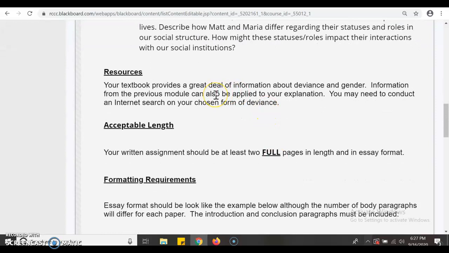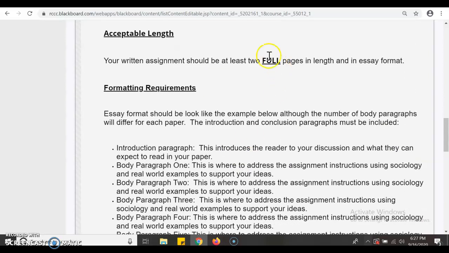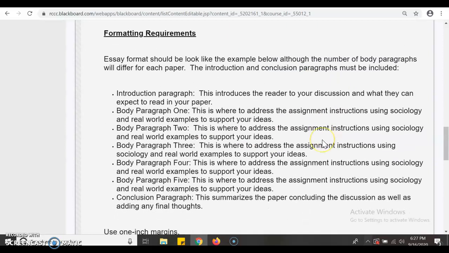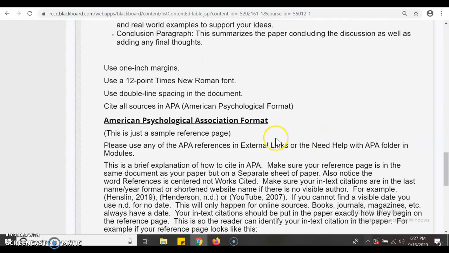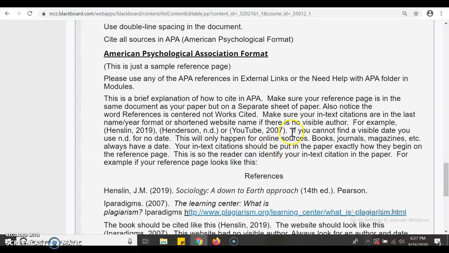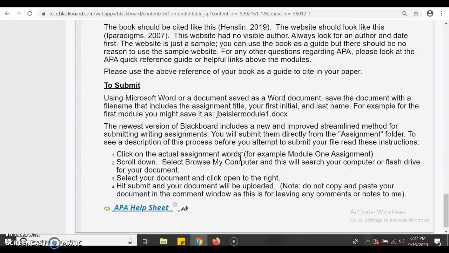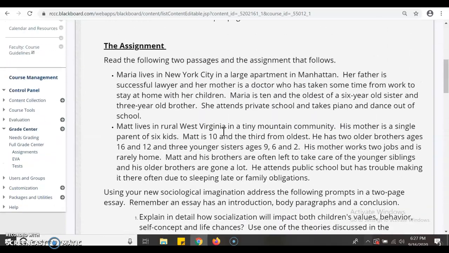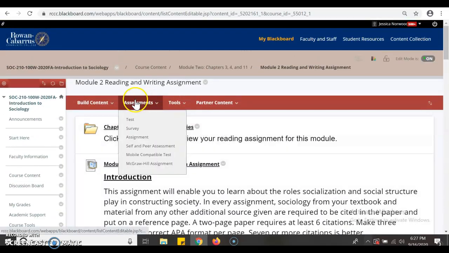Don't forget to cite your book. It's an important part of this assignment requirements. Make sure it's 2 full pages at least. Here's some formatting help. Don't forget your APA formatting, which includes in-text citations, and then your reference list. Please make sure you submit a Word document. I can't open Pages documents, and you'll submit that on Blackboard as an attachment. So that's the writing assignment.